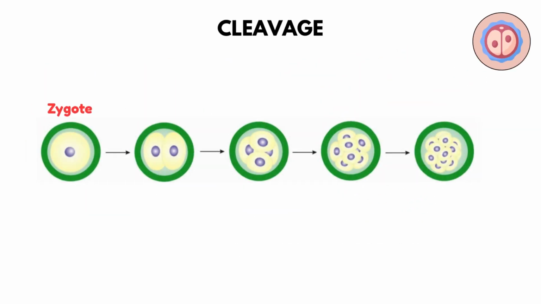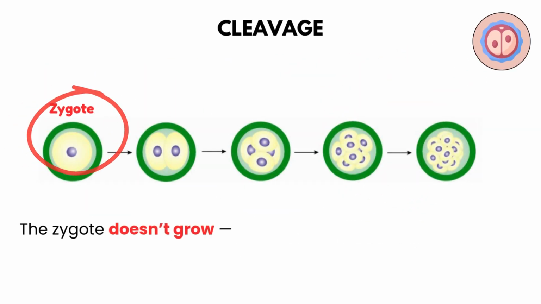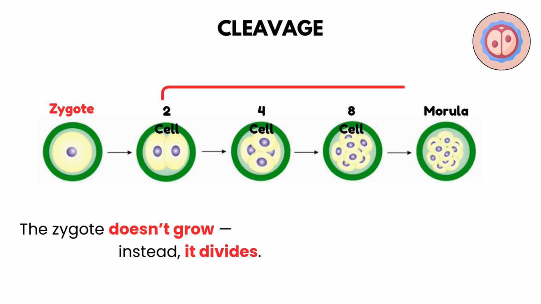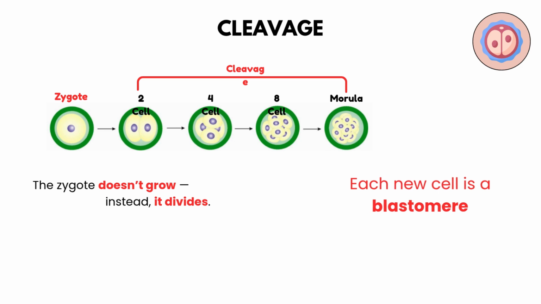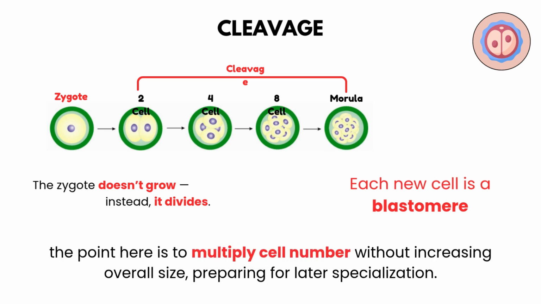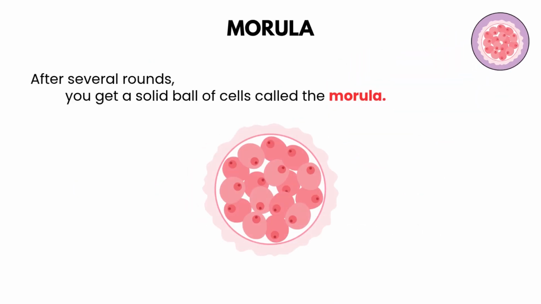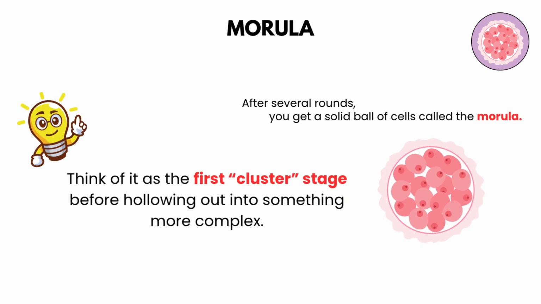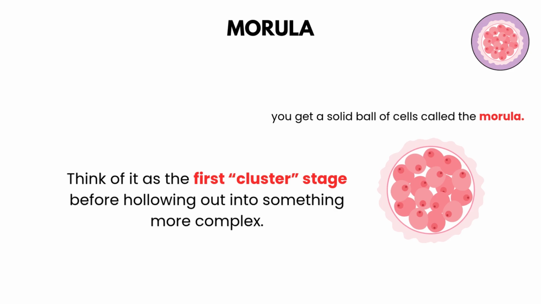Cleavage. Immediately after, the zygote doesn't grow. Instead, it divides. These rapid mitotic divisions are called cleavage. Each new cell is a blastomere, and the point here is to multiply cell number without increasing overall size, preparing for later specialization. Morula. After several rounds, you get a solid ball of cells called the morula. Think of it as the first cluster stage before hollowing out into something more complex.